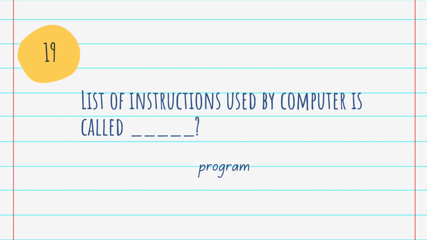Question number 19. List of instructions used by a computer is called? Answer is program. Basically, a computer program is a set of instructions. A computer program in its human readable form is called source code. The source code needs another computer program to execute because computers can only execute their native machine instructions. Therefore, source code may be translated to machine instructions using the language's compiler. The resulting file is called an executable, and alternatively, source code may execute within the language's interpreter.